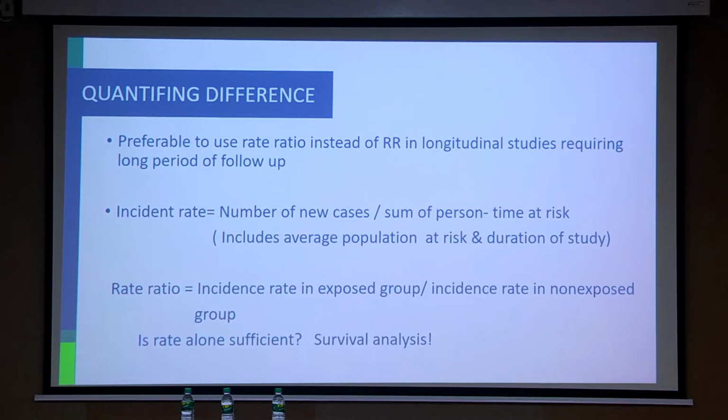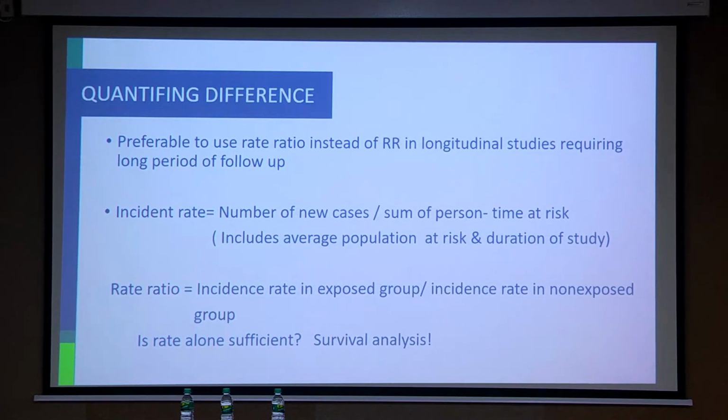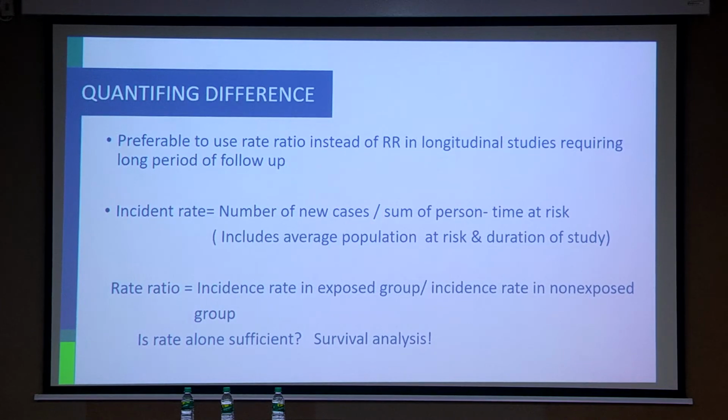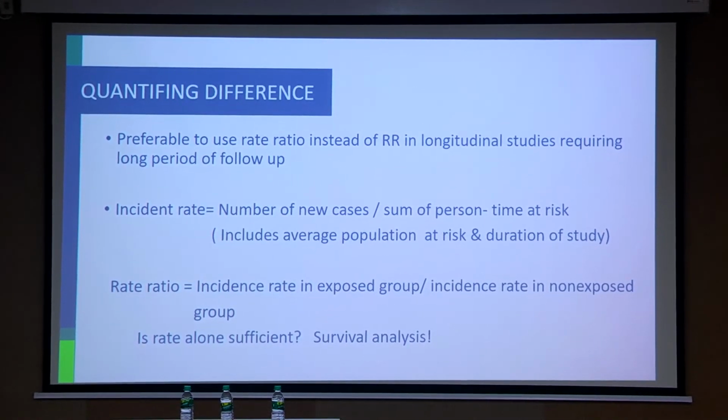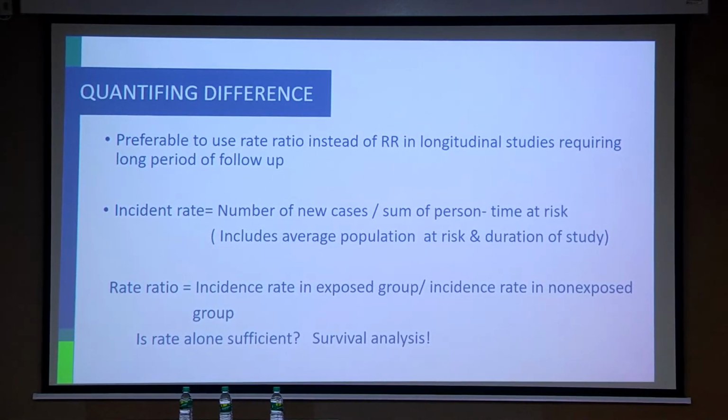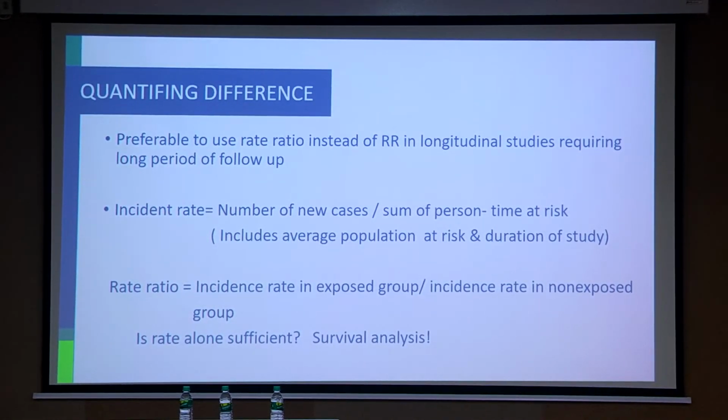It is always preferable to use the rate ratio instead of relative risk in longitudinal studies, which require a long period of follow-up, because there is always a chance of incomplete follow-up. So to calculate the rate ratio, we have to use the incident rate in the exposed group divided by the incident rate in the non-exposed group. Here, the numerator in the incident rate will be the number of new cases, while the denominator will be the sum of person time at risk.